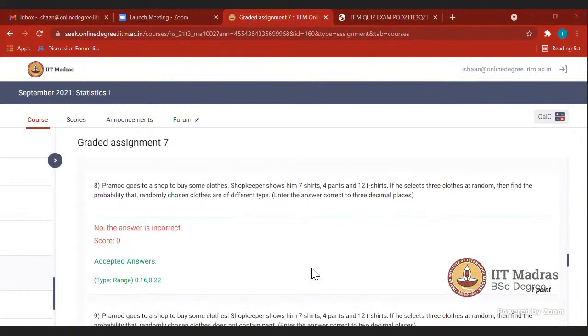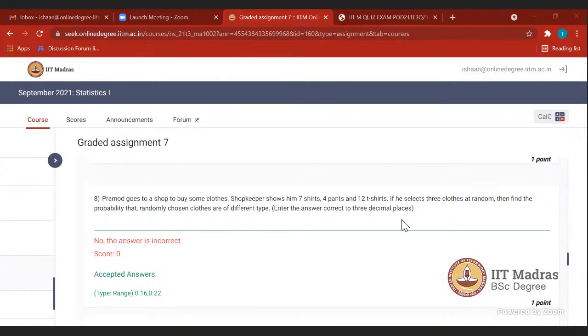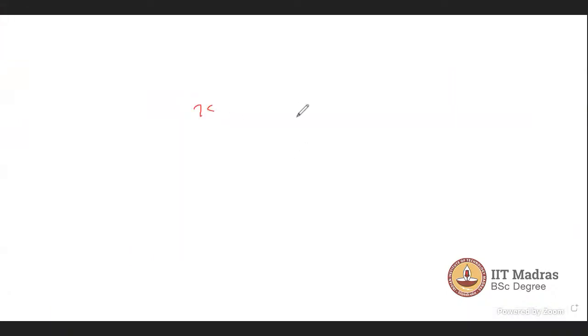Okay, question number 8. It's easy. You have to select one shirt from 7C1, 4C1, 12C1. And the total number of ways to do it is 7 plus 4 plus 12, which is 23. You have to select 3 clothes out of 23. 7 shirts, 4 pants, and 12 t-shirts. Maybe different for you. Okay. I have to select all different, right?